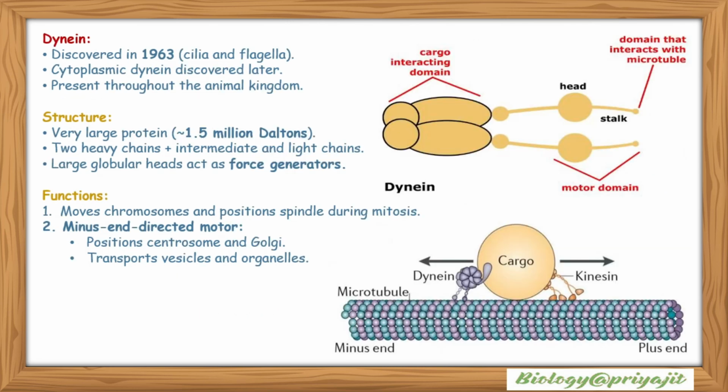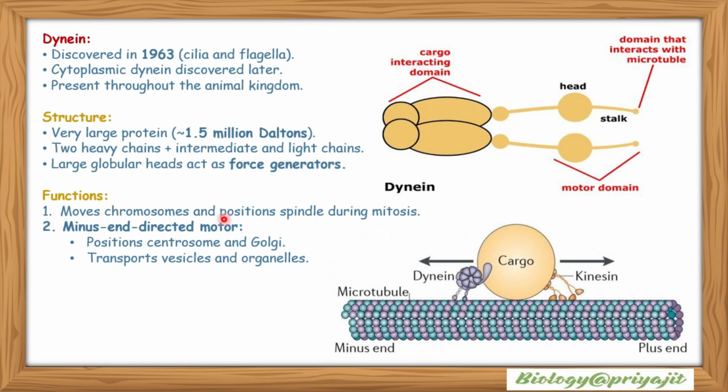Dynein protein was discovered in 1963 in cilia and flagella. The cytoplasmic dynein was discovered later. It is present throughout the animal kingdom. Its structure is a very large protein, approximately 1.5 million Dalton. The two heavy chains plus intermediate and light chains are there. The large globular heads act as force generators.